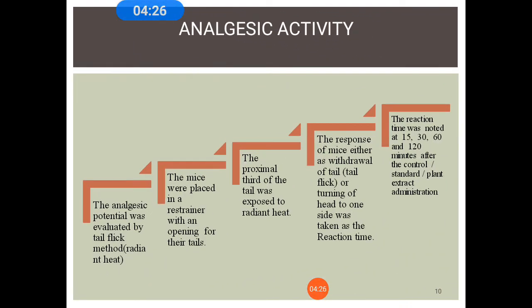Next we check the analgesic activity. The analgesic potential was evaluated by the tail flick method, the radiant heat method. First, the mice were placed in a restrainer with an opening for their tails. The proximal third of the tail was exposed to the radiant heat. The response of the mice, either withdrawal of the tail or turning of the head to one side, was taken as the reaction time. The reaction time was noted at 15, 30, 60 and 120 minutes after control, standard and plant extract administration.